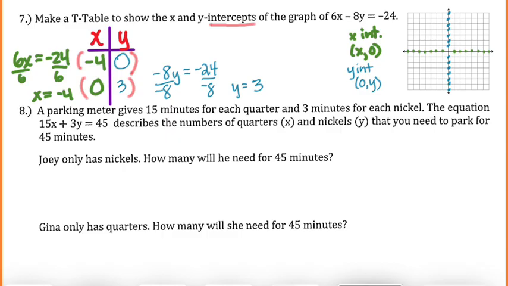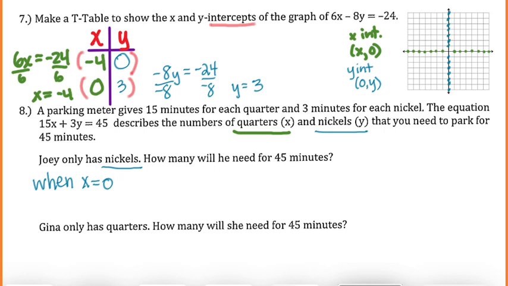All right, number 8, we actually use this concept when I'm given this function in standard form of 15x plus 3y equals 45, where 15 minutes for each quarter and 3 minutes for each nickel for parking. So 15 times the x, because x is quarters, and 3 times the y, because y is nickels. On the first one, it says, if Joey only has nickels, that means he has no quarters. How many nickels will he need?